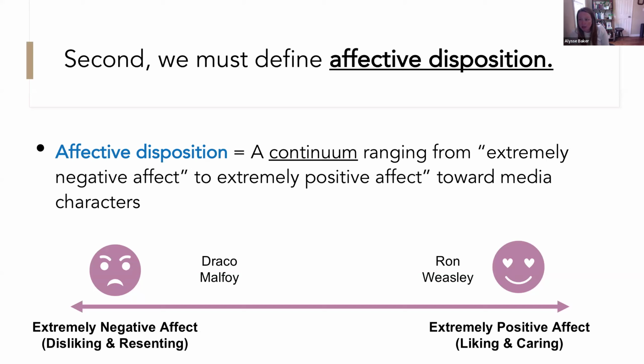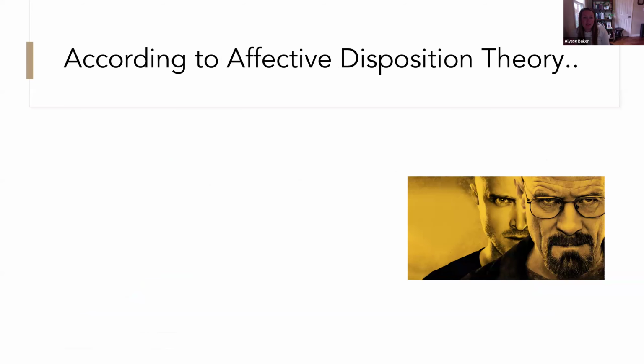So, in the context of Harry Potter, the story and movie, I would have a more negative affect on this continuum for Draco Malfoy and a stronger positive affect for Ron Weasley. And some people like the villain. We'll talk about that in a little bit. All right.